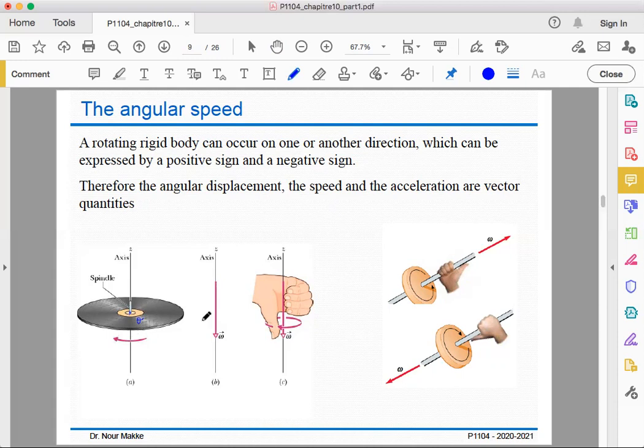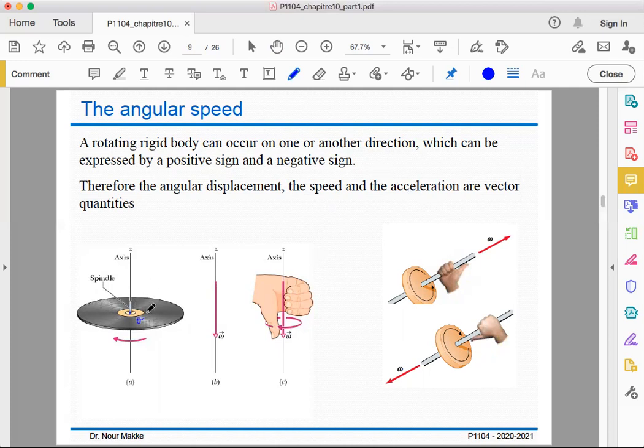Now, how can we determine the vector omega? By this, we can immediately deduce that the angular displacement, the angular speed, and the angular acceleration are vector quantities. But how to define their vectors? The best way to define their vectors is using the right-hand rule.